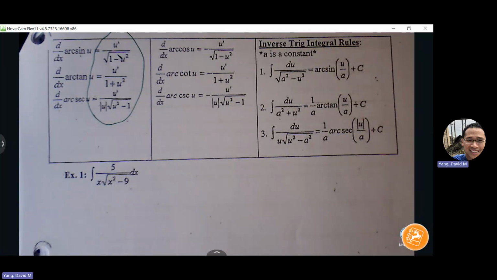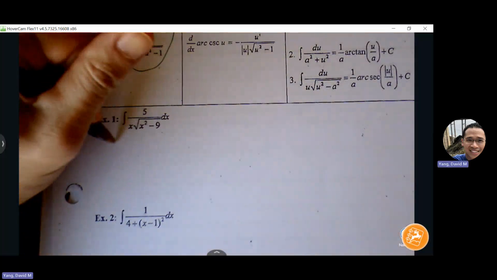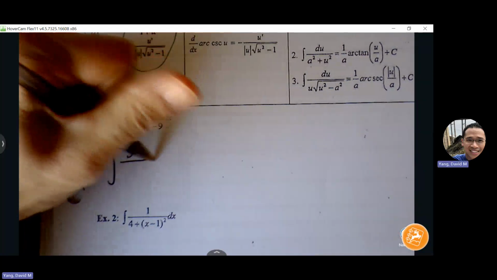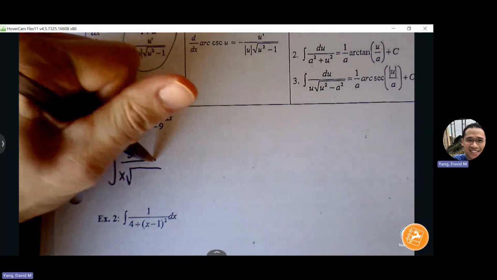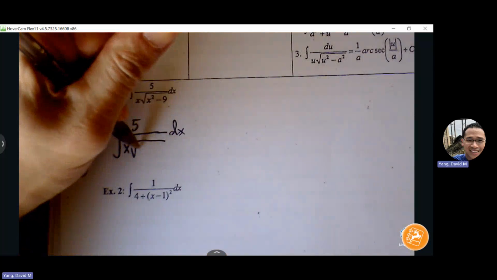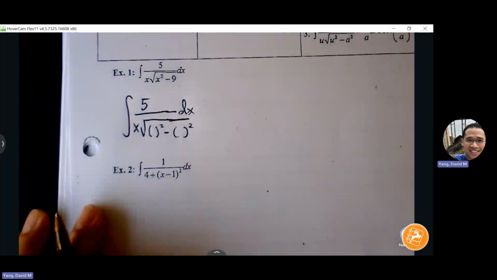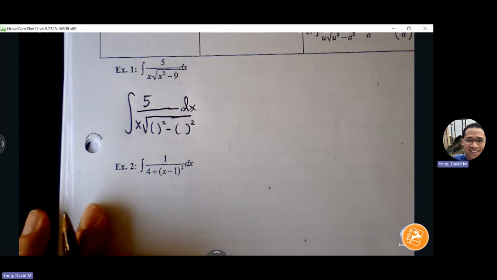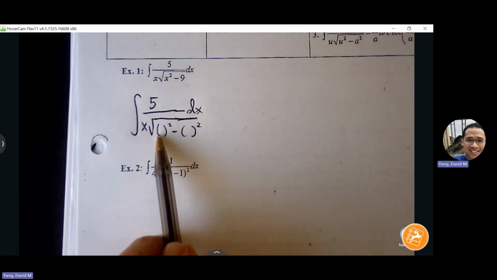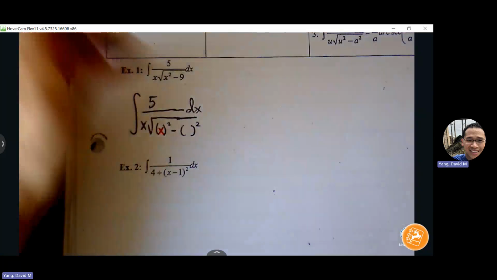So the first thing that we want to do is rewrite this problem here. Integral of 5 over x square root of, and we're going to force sets of parentheses with squares showing up. So we'll do parentheses squared minus parentheses squared. This is a good way for us to make sure that we're finding the correct a and u value. So what can I insert into the set of parentheses without changing the problem? x, right? Just simply x.